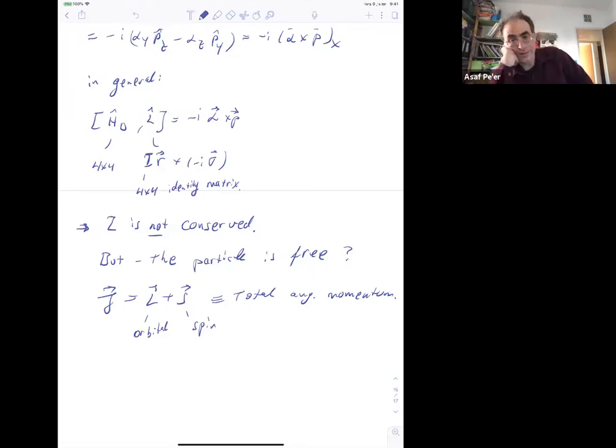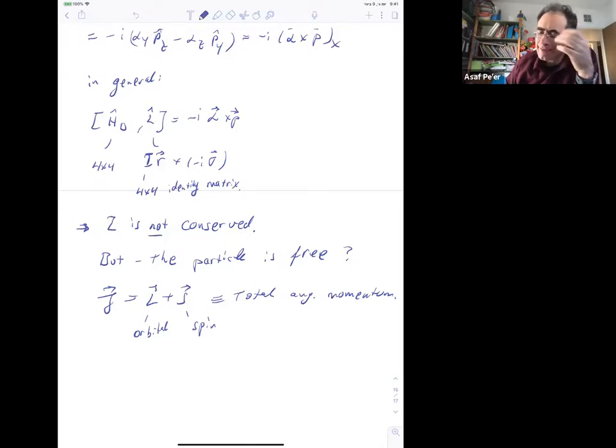So in the framework of quantum field theory, that's another one of the things where quantum field theory is superior to standard non-relativistic quantum mechanics. You clearly see the connection between the spin and the angular momentum. They are not conserved separately, but they are conserved when they are together. Cool, isn't it?